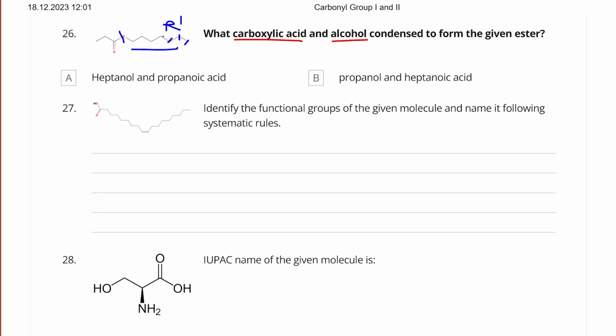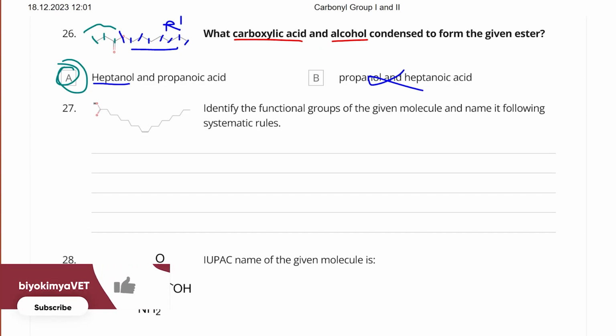So 1, 2, 3, 4, 5, 6, 7. This means a heptanol. Heptanol, not the propanol. Eliminate option A. And here we have the 2 carbon and 3 carbon, 3 carbon, which is a propanoic acid. This is the answer. Option A.